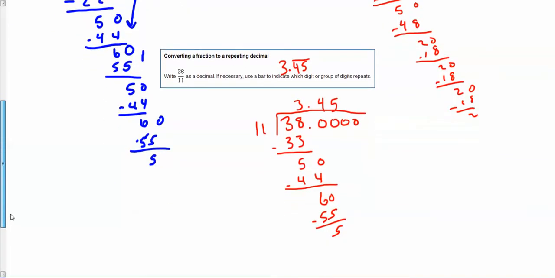Now you'll notice with my division, I stopped after the first round. That's because it looked exactly the same as this. So if I already know what's going to happen, I don't need to do the extra work.